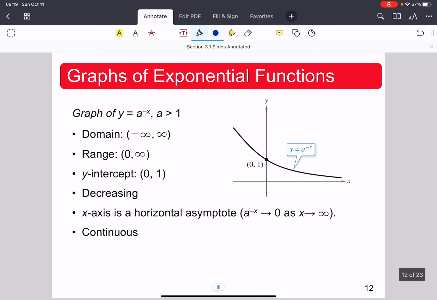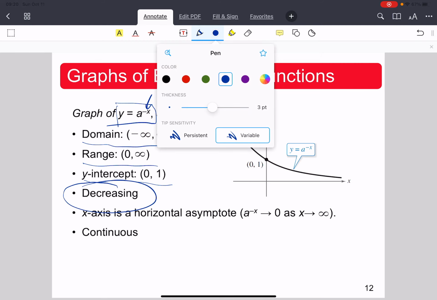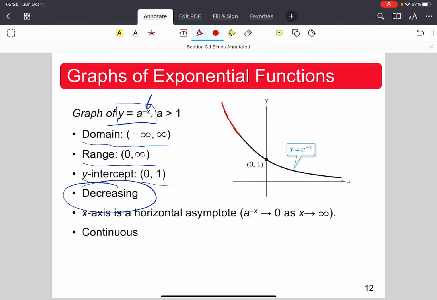Now I'm gonna do similar work with a negative exponent version of this. So whenever there's a negative for the exponent, the function changes a little bit. So here the domain is the same. Any x should work. Range is the same, it's always positive. So y values are always positive. Y-intercept is the same, but the only difference you guys realize is the function is decreasing, because it's bigger on the left and it's smaller on the right. So it seems to be decreasing. And then the x-axis is still the horizontal asymptote, and the function is still continuous. So the only difference is this function is decreasing.